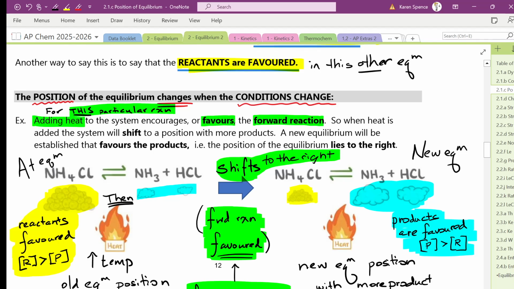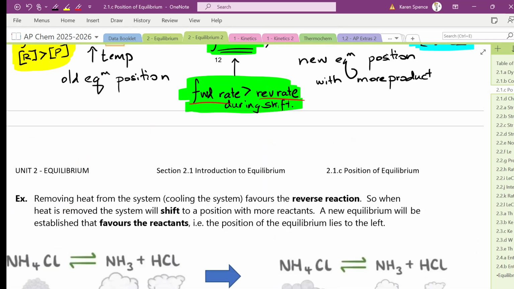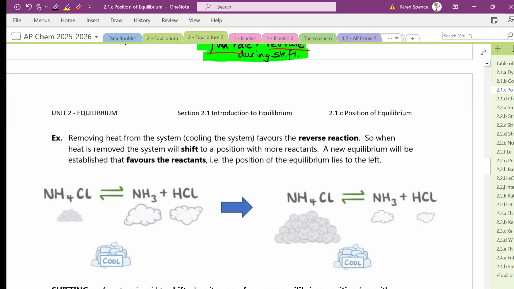And then the two rates will come back together, and you'll end up with the two rates being equal, but both faster than they were before. Okay? But like I said, that's getting ahead of the game. So if you didn't understand that, just let it go.